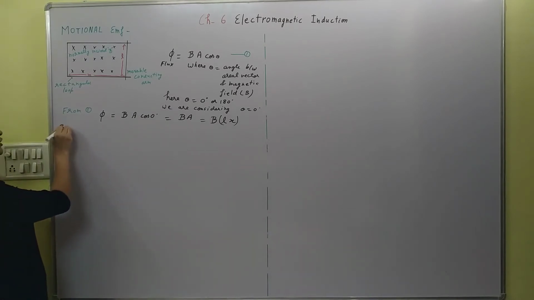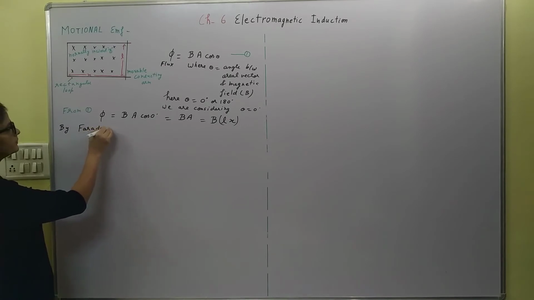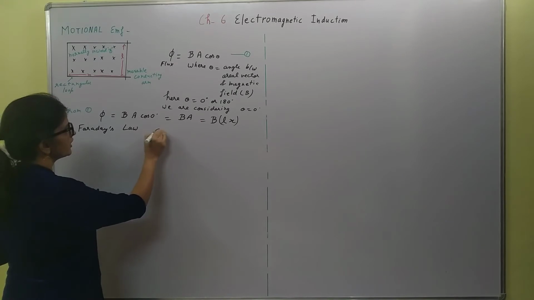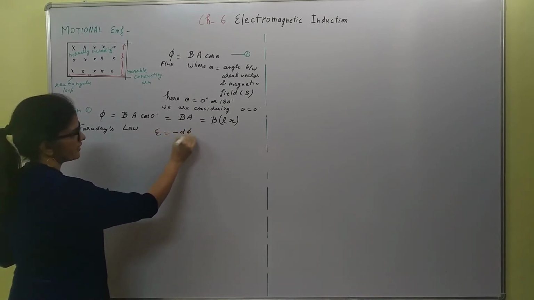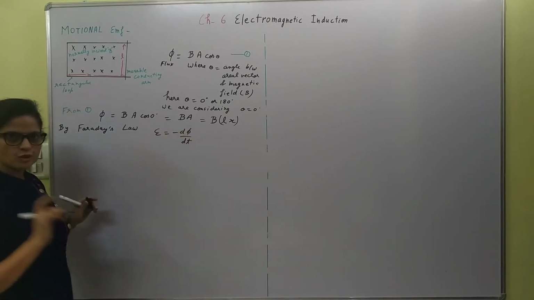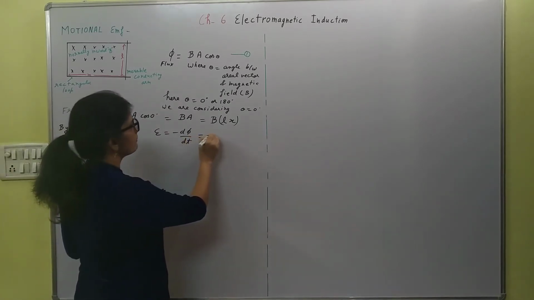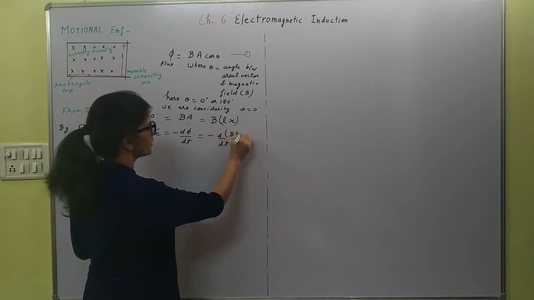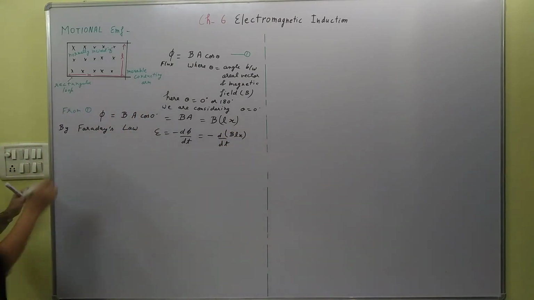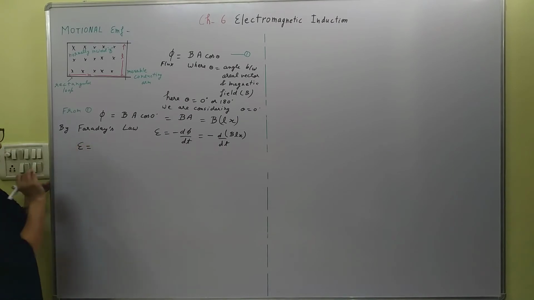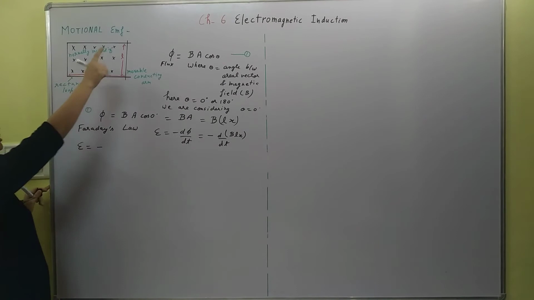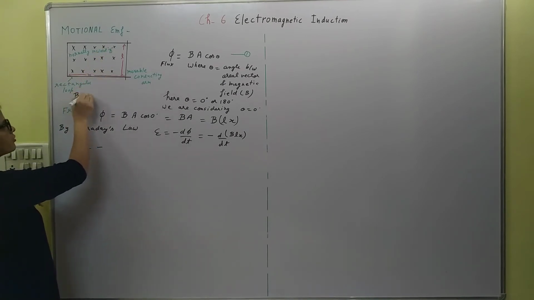We know by Faraday's law of magnetic induction, EMF is equal to minus d phi by dt, the rate of change of flux. So this will give me minus d by dt of B into L into x, right? So from here EMF is given by minus, magnetic field is uniform, B is uniform here.